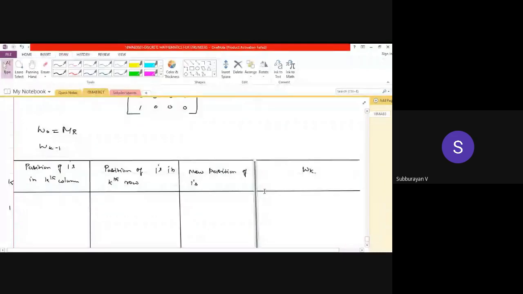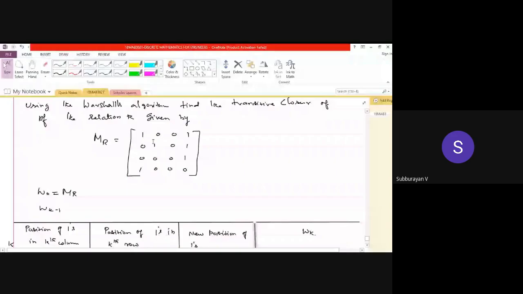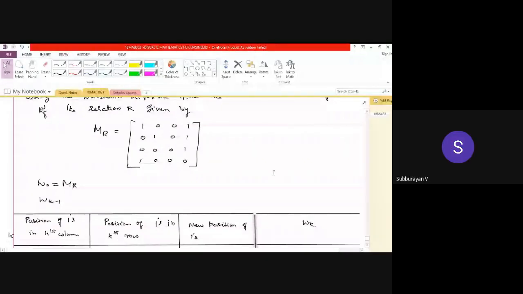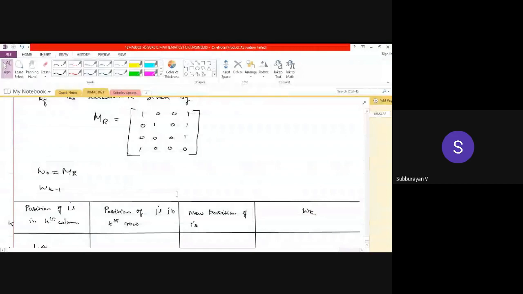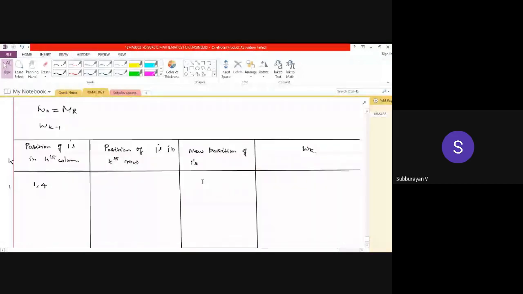Tell me, what are the positions having non-zero entries? The first column: (1,4). And in the first row, that is also (1,4). Therefore the new combination is (1,1) and (1,4), and (4,1) and (4,4). So this is the combination.